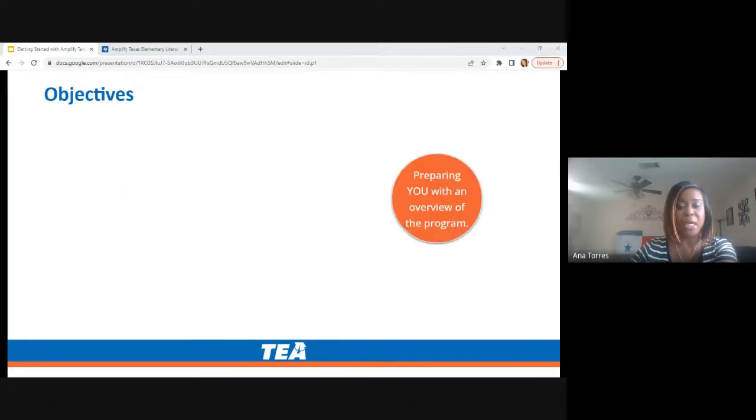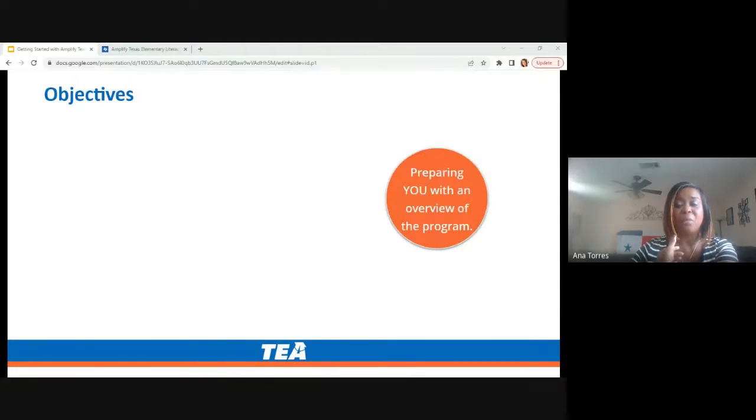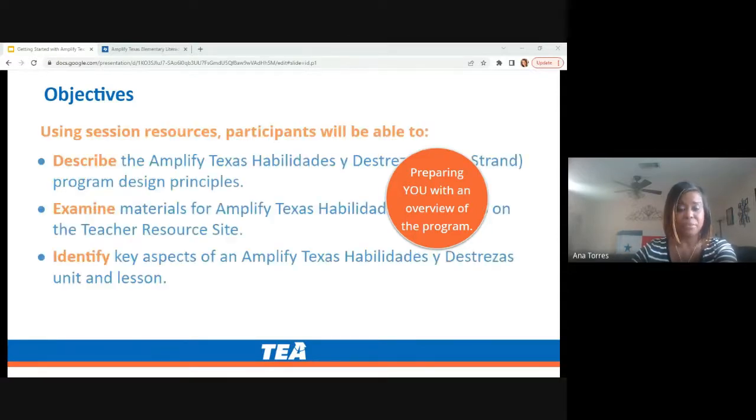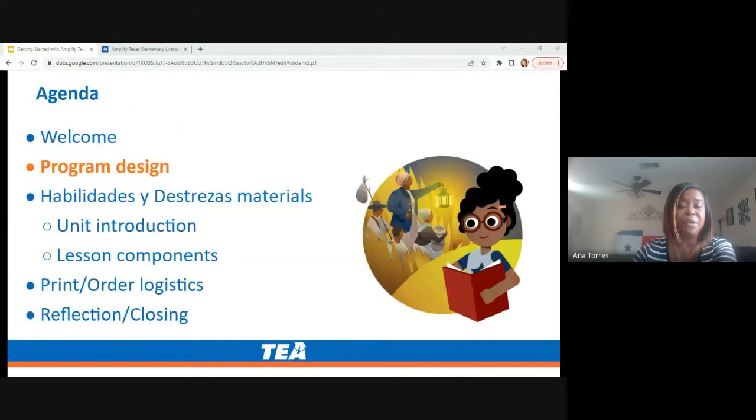Most importantly, we want to make sure that we are preparing you with an overview of the program. So our main focus is on helping you develop understanding of that skill strand. The first part of our session, as I mentioned in our agenda, is going to be devoted to understanding the program design of Habilidades y Destrezas, also known as the skill strand. But before we dive in, I want to ask a question.